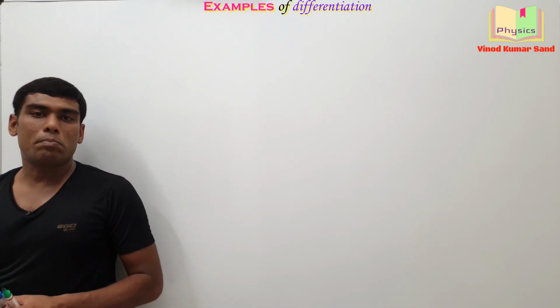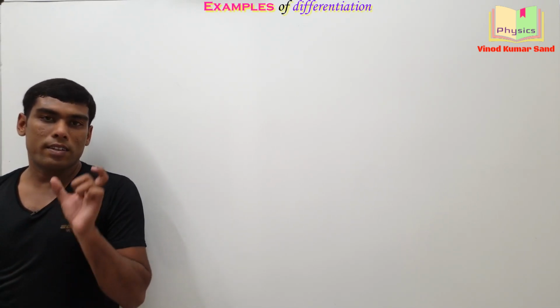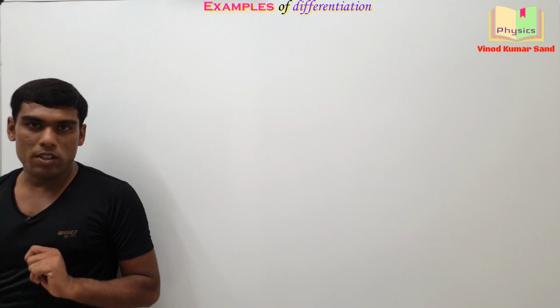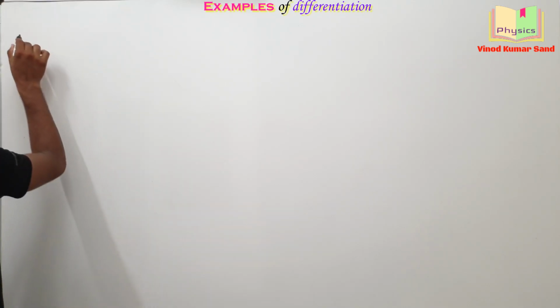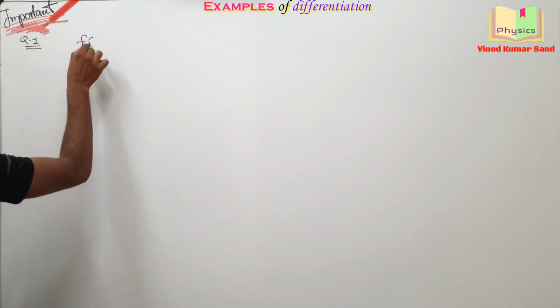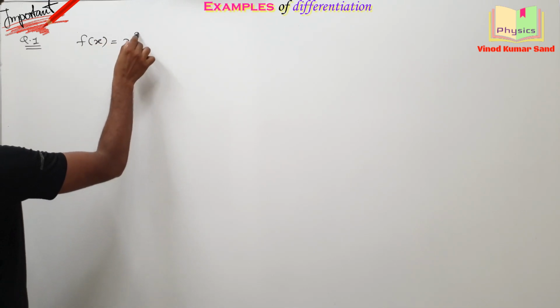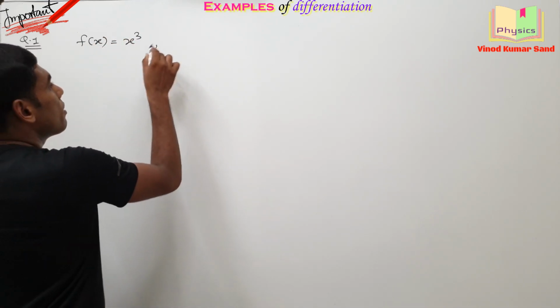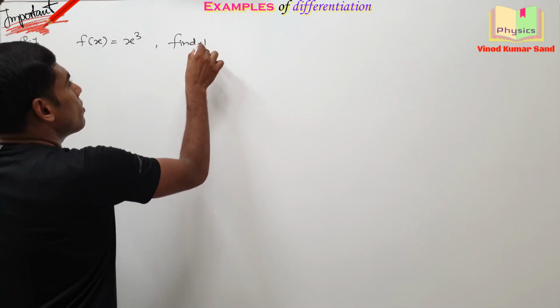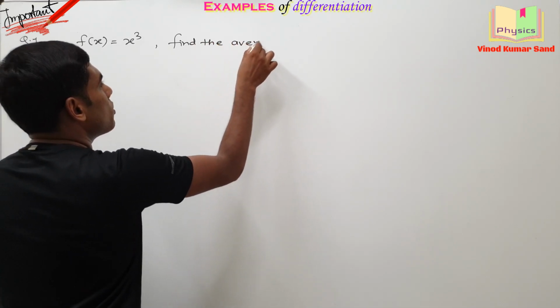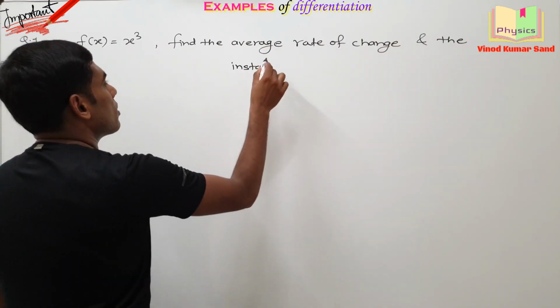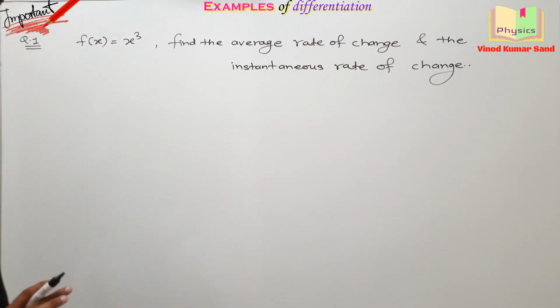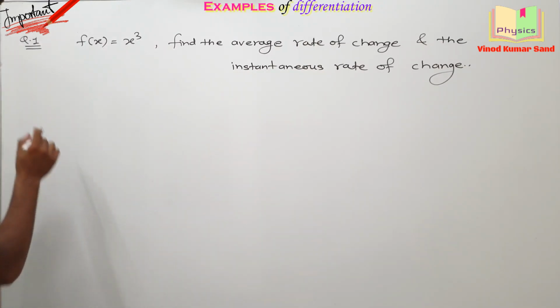Let's take a few examples in order to understand the average rate of change as well as the instantaneous rate of change. Question number 1. Suppose f(x) is equal to x cube. Find the average rate of change as well as the instantaneous rate of change. I am starting the solution.